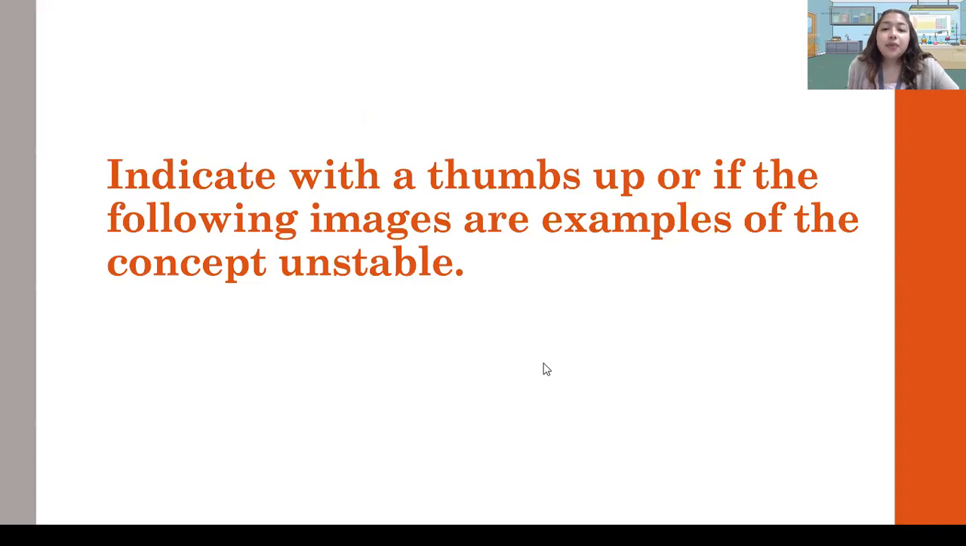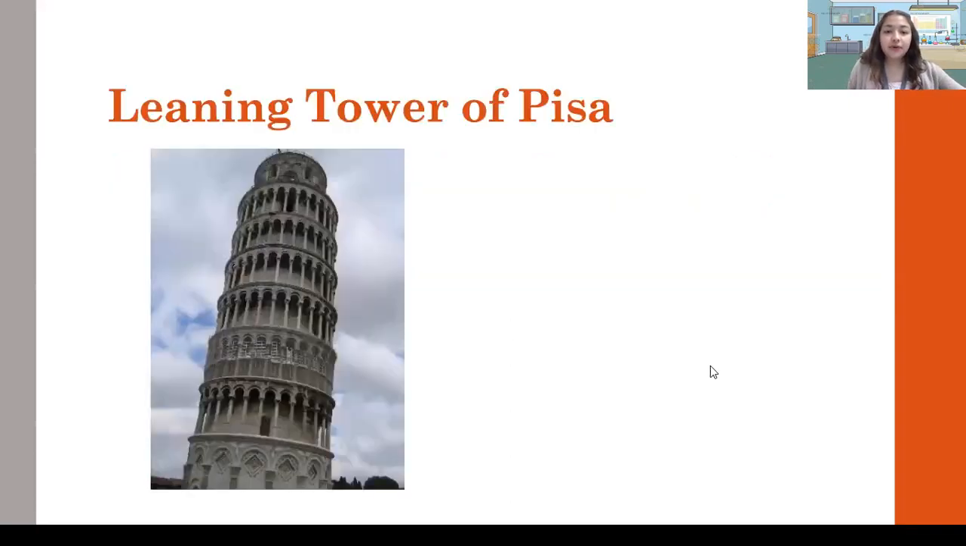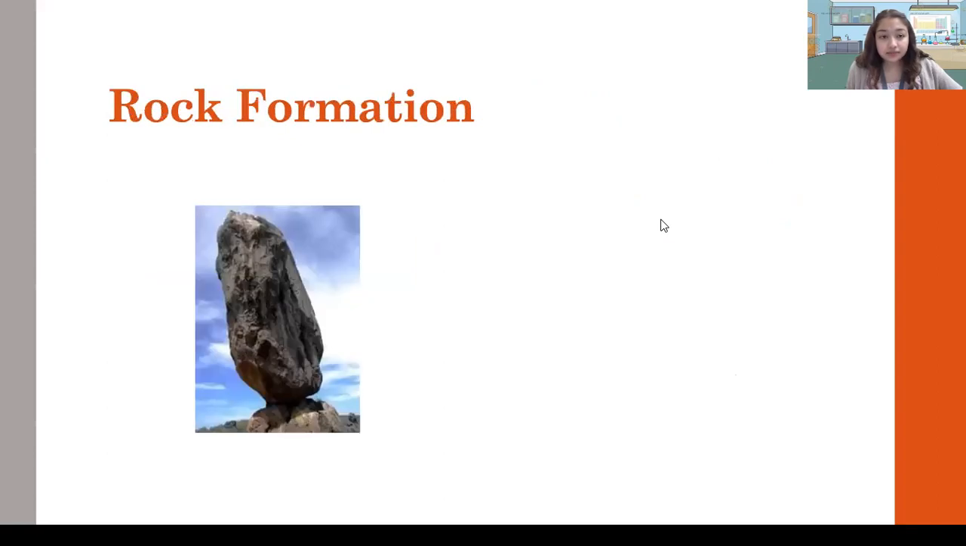Okay, so next up, we have a few pictures. We're going to think to ourselves whether these images are examples of stability. Basically, if they're stable, we are going to circle the word stable on our notes. If they are unstable, we're circling the word unstable, right? So first up, we have the Leaning Tower of Pisa. So I wouldn't feel too confident about climbing up to the very tippy top of the Leaning Tower of Pisa. So I would say that this is unstable.